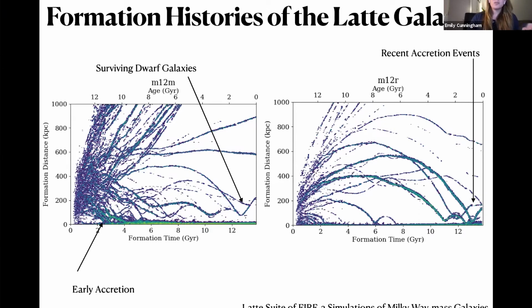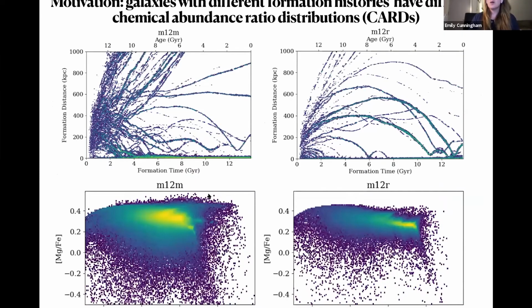And one of the observational signatures of these different formation histories can be clearly seen in the chemical abundance ratio distribution, which I'm going to abbreviate as CARDS. And Sven gave a great introduction to a number of different distributions that one could look at in terms of elemental abundance space. But for the purposes of this talk, and what I have access to with these simulations, I'm going to focus on magnesium to iron versus iron over hydrogen.